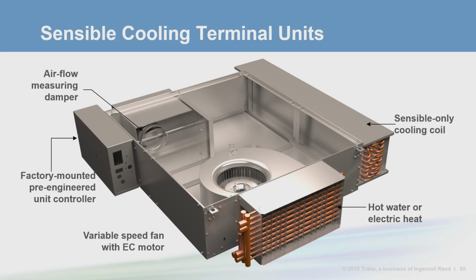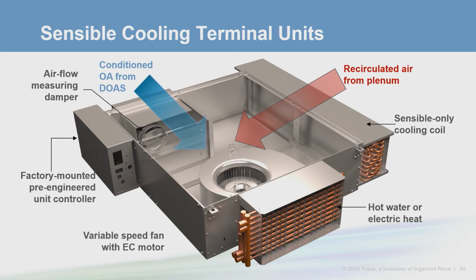A related variation of the fan coil is a sensible cooling terminal unit. In this case, conditioned air from a dedicated outdoor air unit is ducted directly to the terminal unit via an airflow measuring damper. This outside air is intentionally delivered at a low dew point, 47 degrees Fahrenheit for example, to sufficiently dehumidify the building. That is, the dedicated outdoor air system is designed to handle the full latent load of the space. The remainder of the unit functions somewhat similar to a fan coil, with one notable layout difference. The coil is in parallel with the conditioned outdoor air path.